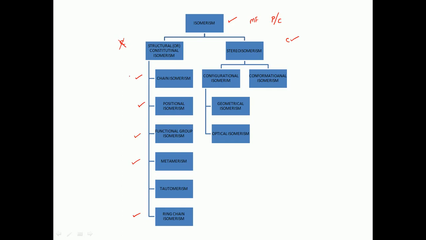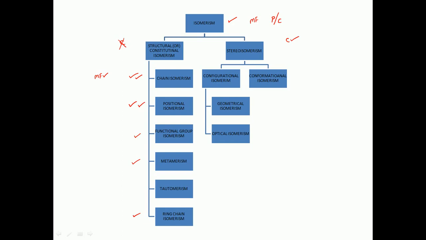Again, we have discussed the types of structural isomers. The first one is chain isomers. What are chain isomers? Compounds having the same molecular formula but differing in the number of carbon atoms in the chain are called chain isomers. The second one is positional isomers. Positional isomers also have the same molecular formula but they differ in the position of the multiple bond, that is the double bond or the triple bond. They are called positional isomers.